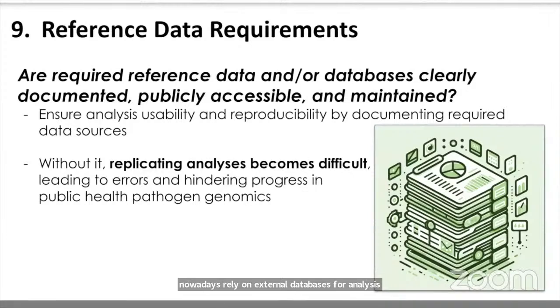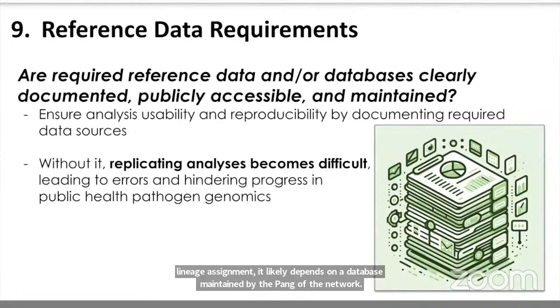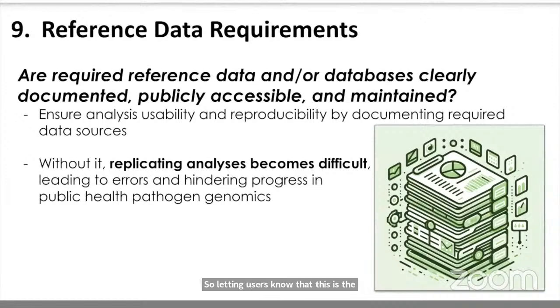SARS-CoV-2 analytical pipelines are a great example of this. If your pipeline is performing SARS-CoV-2 lineage assignment, it likely depends on a database maintained by the Pango Network. So letting users know that this is the case is critical, especially if your pipeline requires a specific database version to run properly. Without including this type of information, issues with reproducibility can be introduced as users may not even have access to the required references for your pipeline to run properly.